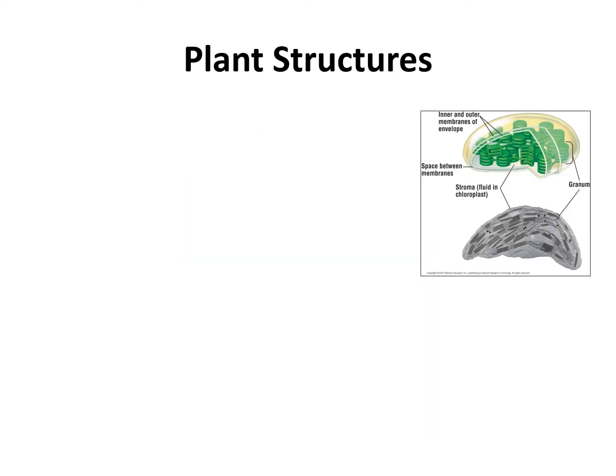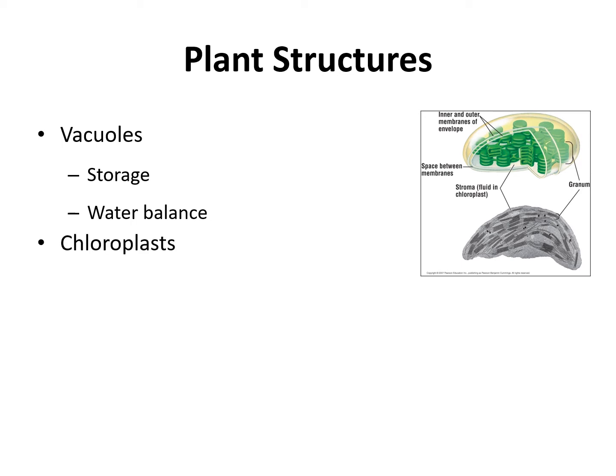Plants are composed of eukaryotic cells also, and there are a couple of structures that are unique to the plant cells. The first structure are the vacuoles, and vacuoles are a big storage area and also used for water balance. Chloroplasts are the other structure that is unique to plant cells, and they perform photosynthesis.